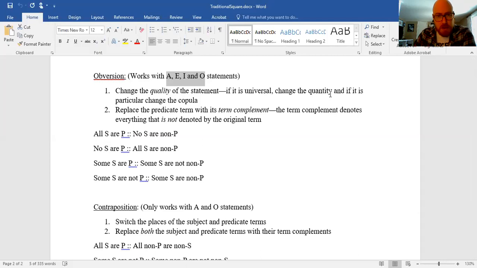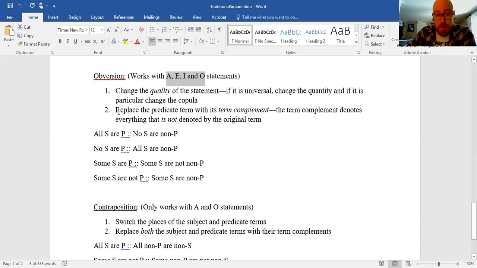And if it's particular, you're going to change the copula, okay? So if you have an A or an E statement, you're going to change the quantity of the statement. Why? Because the quality is already kind of embedded within the quantity. All right, so if it's all, change it to no. If it's no, change it to all. Now, if it's a particular proposition, you're going to change the copula. If it's R, change it to R naught. If it's R naught, change it to R, okay?